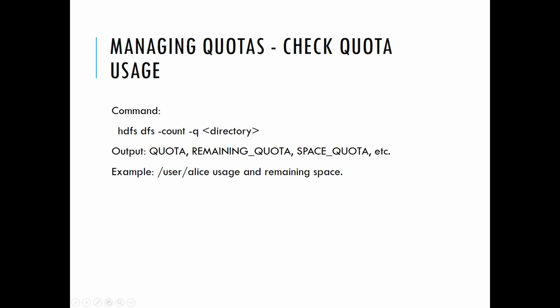To check how much of the quota is being used, HDFS provides a convenient command: hdfs dfs -count -q. This displays various metrics such as quota remaining, space quota, and more. For example, checking usage in /user/alice shows the number of files and space used, along with how much remains. Regularly monitoring quota usage is essential for proactive space management.